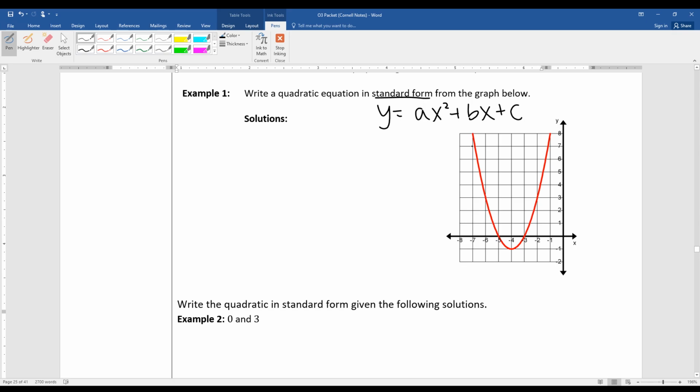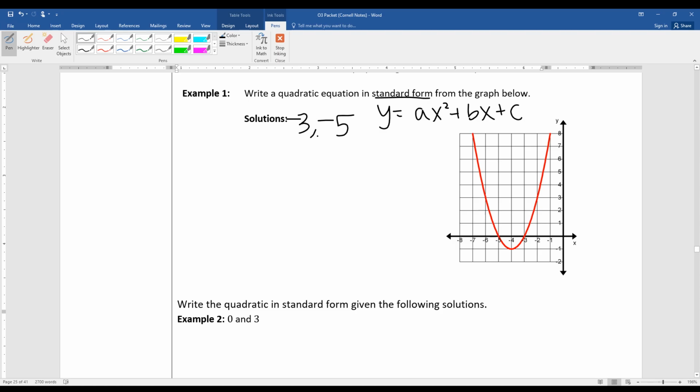Based on this graph here, I can find my solutions. Solutions are another word for x-intercept. So looking at my graph, I see that it crosses the x-intercept twice. Looks like it crosses at -3 and at -5.